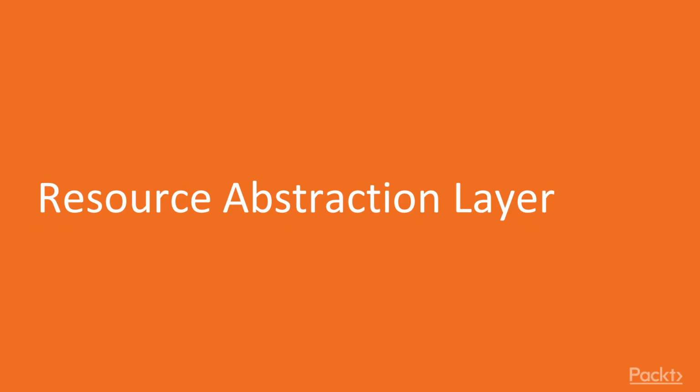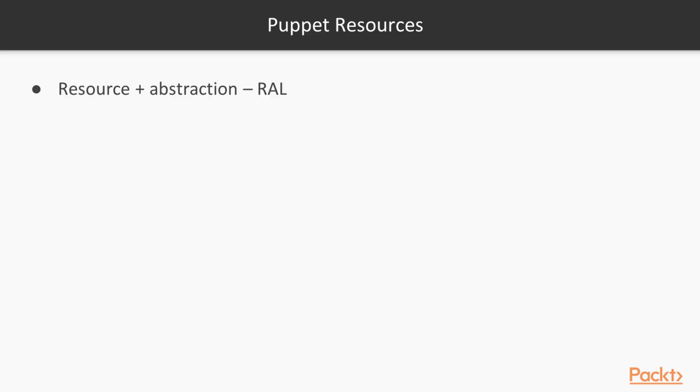In this video, we will be firstly talking about the resource abstraction layer and then the imperative style of programming used in Puppet. So first, we will look into how the resource abstraction layer contributes to Puppet's ability to take a description of a resource and implement it using providers.